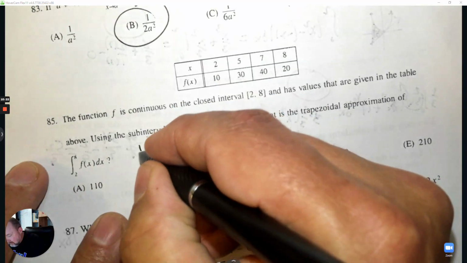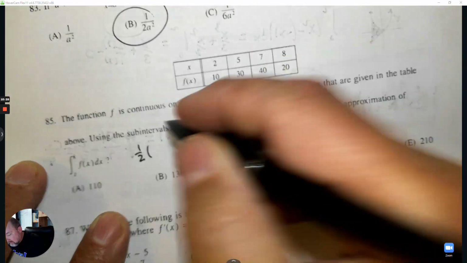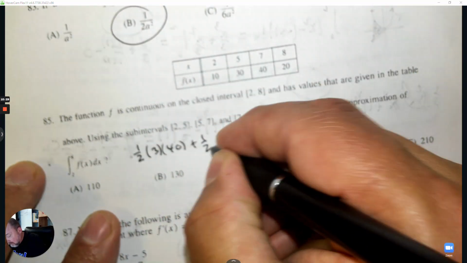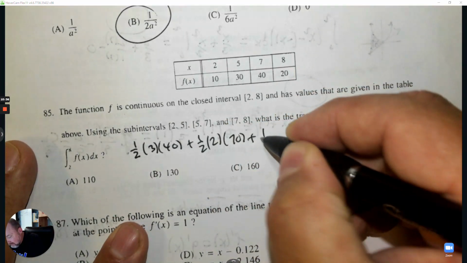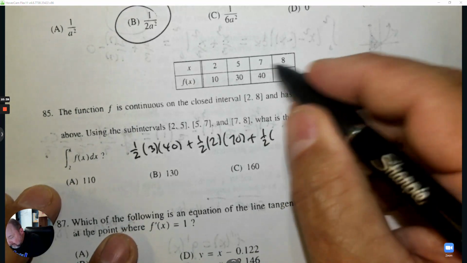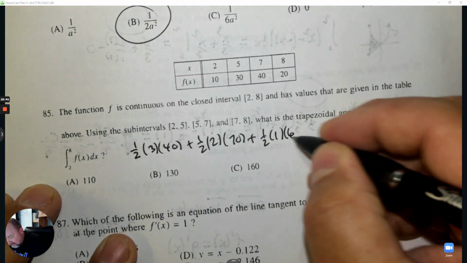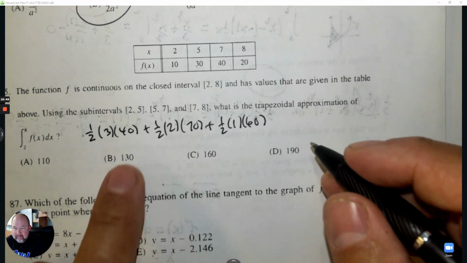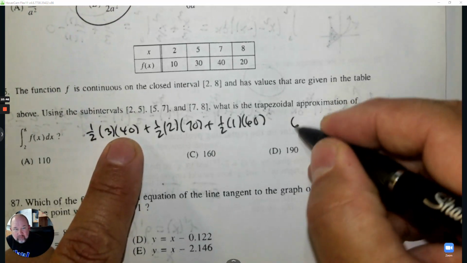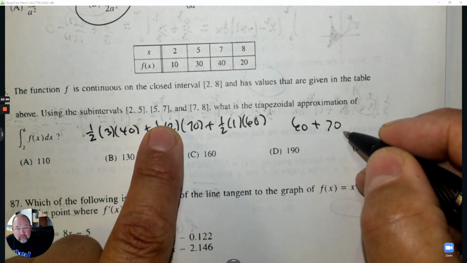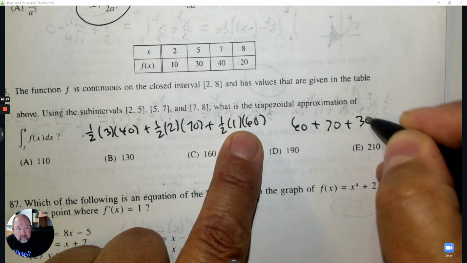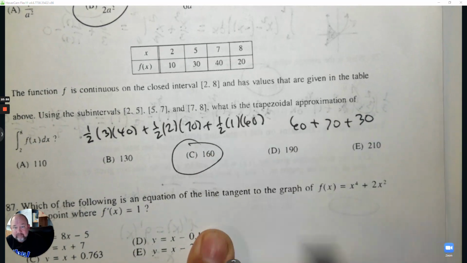So the first trapezoid is going to be 1/2. The width is 3, and then you add the two heights. That's the pattern. Again, 1/2. The width is 2, and you add the two heights, which is 70. The next one and the last one, the width is 1, and you add it, and it's 60. And then I simplify it down. So this is 20 times 3. This is just 70, because 1/2 times 2 cross out, half of 60. So I got 160. Done.